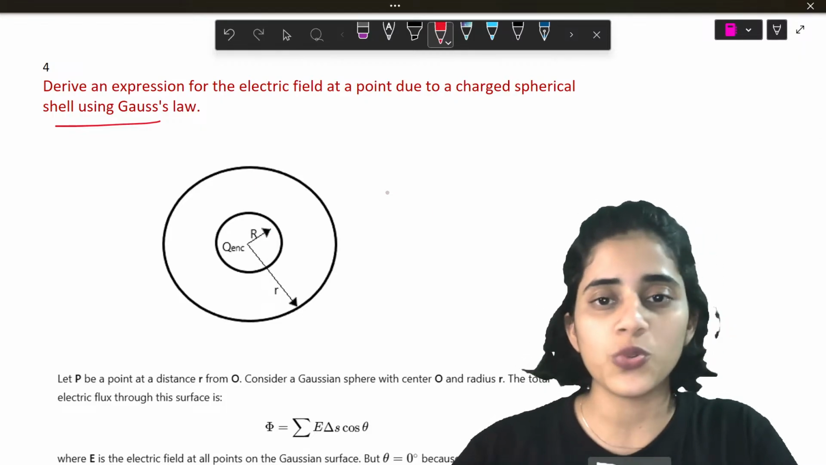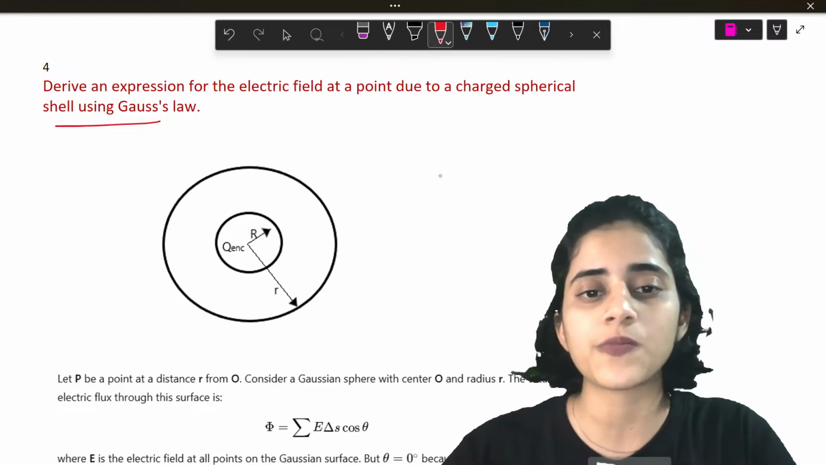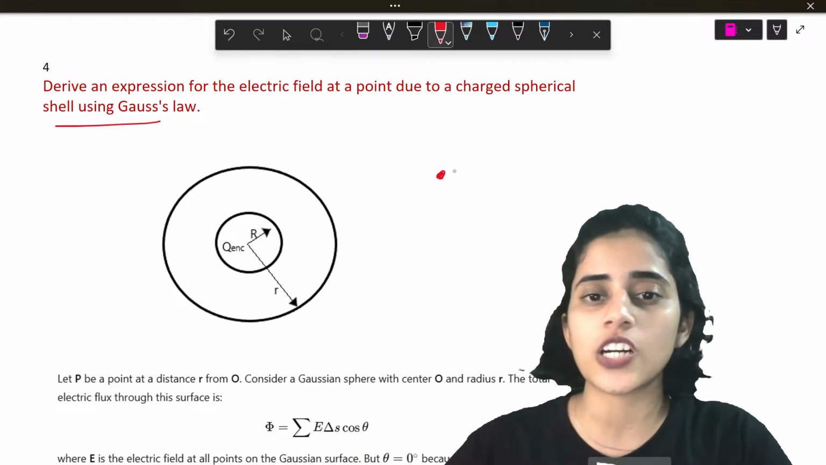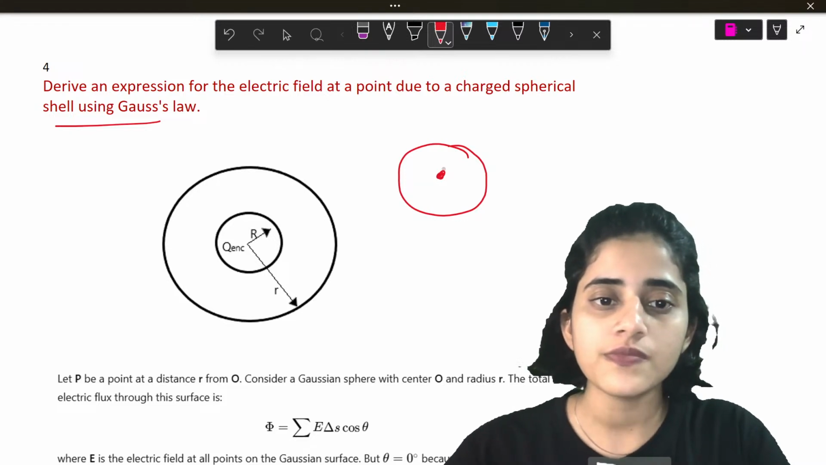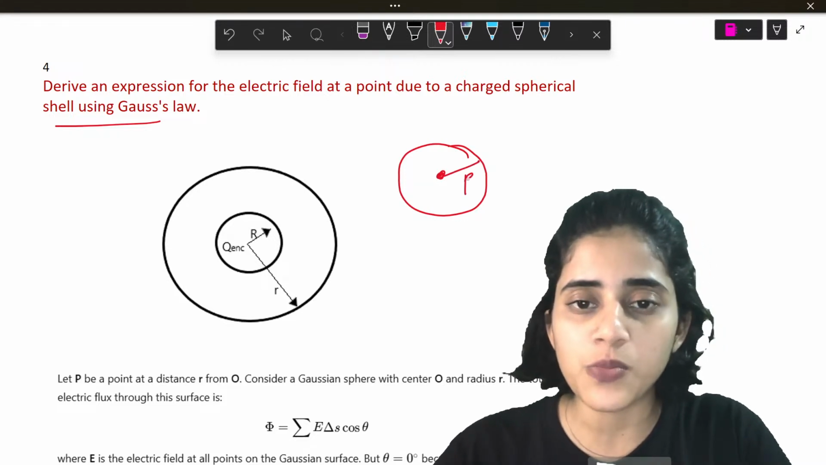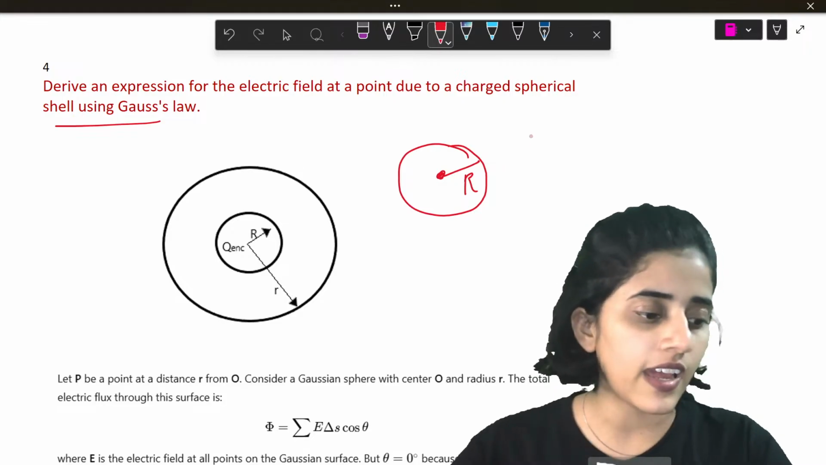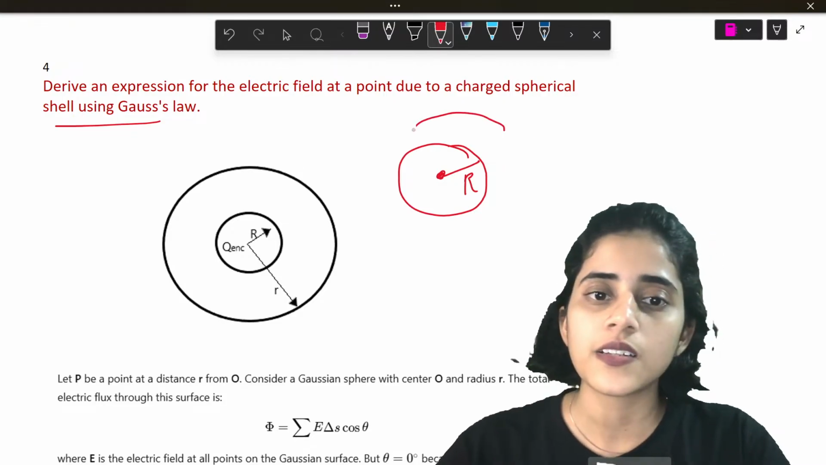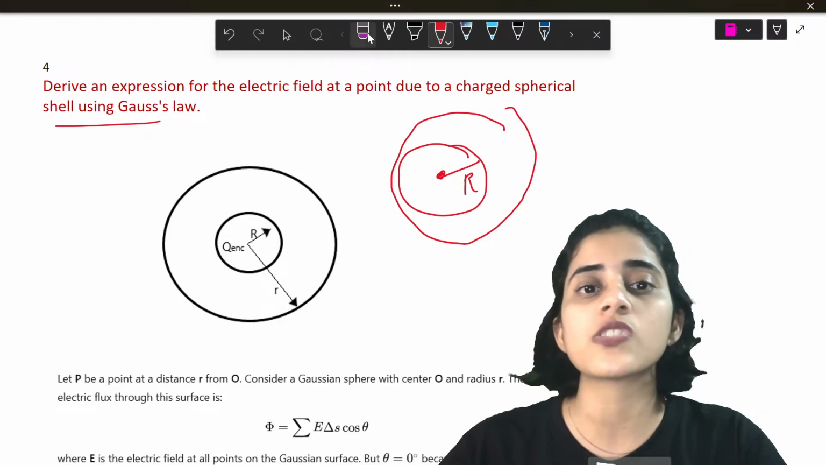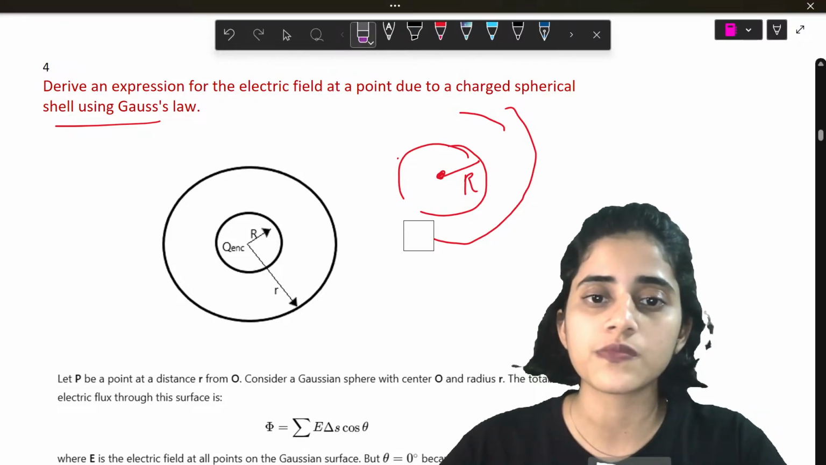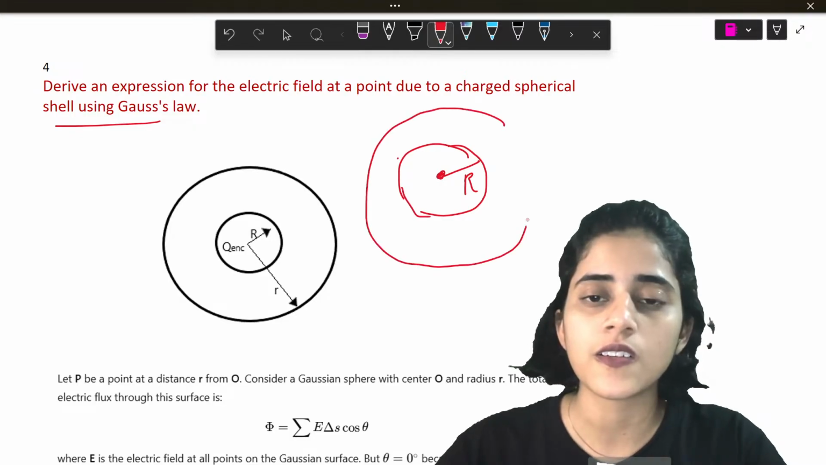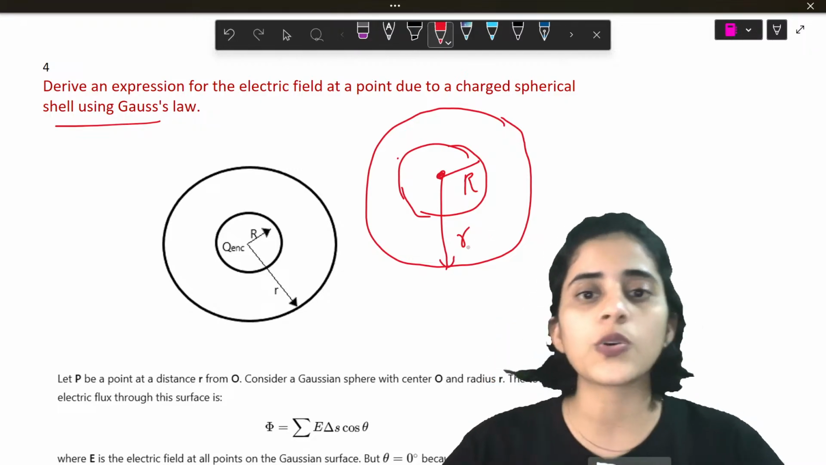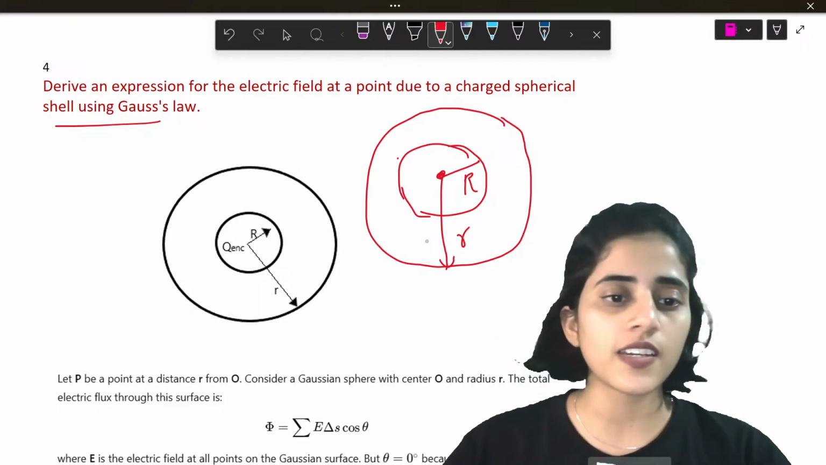So here what I'm going to do is, I'm going to have a charge. There is a point charge, and the point charge is inside a small sphere of radius r and a big sphere of radius R. Okay. So this is the condition.